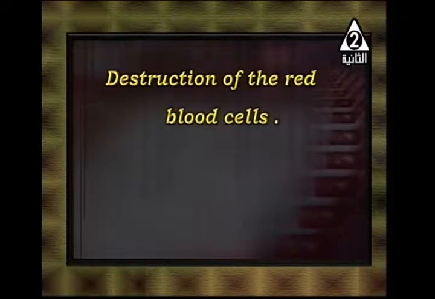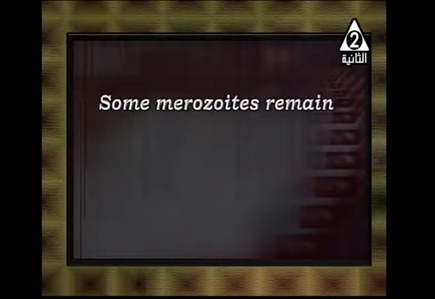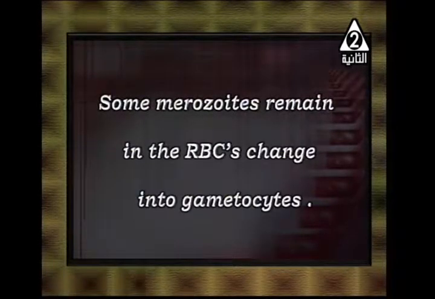This is the first type of the asexual reproduction of the sporozoites of the malaria parasite, and that causes the appearance of malaria symptoms, which are sweating and fever or high temperature, and also chilling or convulsion of the body. After that, some merozoites remain inside the red blood cells. Again, as we said, the sporozoites infect some surrounding liver cells, and also they infect red blood cells.